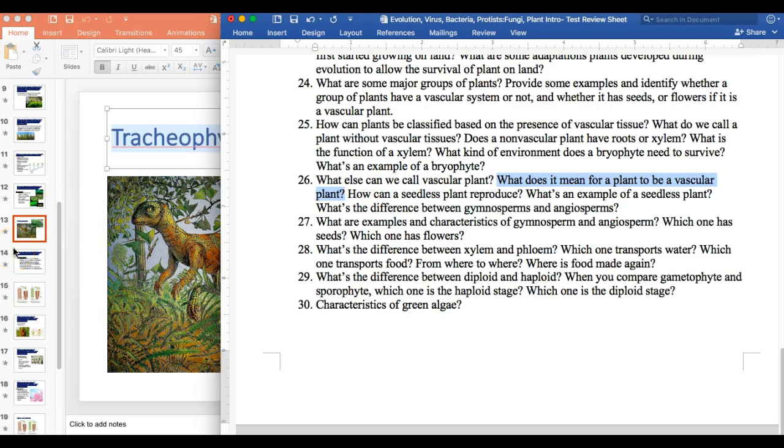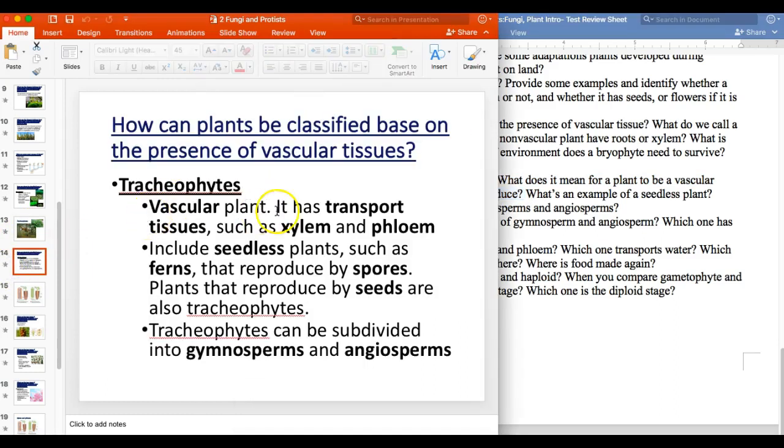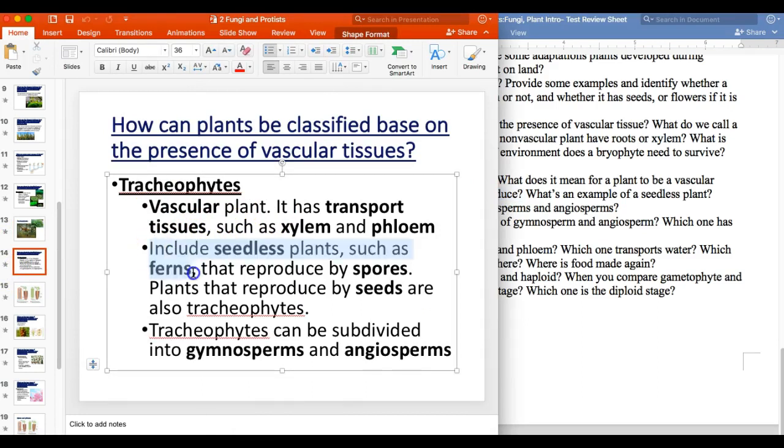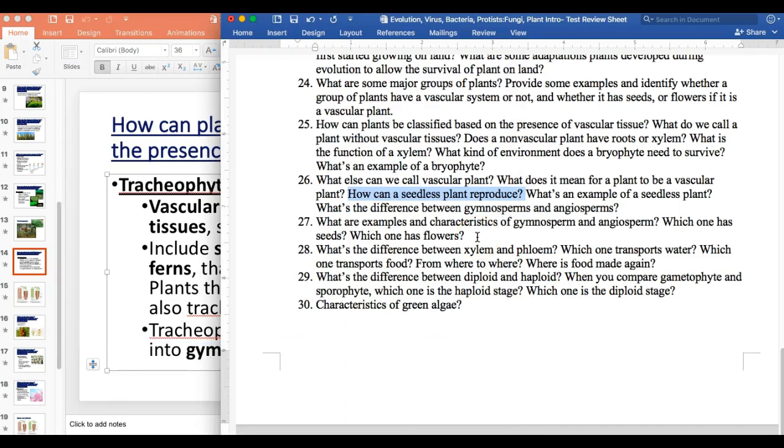And then you can subdivide the vascular plant, the tracheophytes, into three categories: the seedless vascular plant, the angiosperms, and gymnosperms. So how can a seedless plant reproduce? A seedless vascular plant, right here, such as ferns, can reproduce by spores. So it's spores again. The spores kind of just fall off the seedless vascular plant, the ferns, and then develop into more ferns. And then later on, we have the gymnosperms and the angiosperms. Gymnosperms depend on seeds to reproduce, and angiosperms also develop seeds in order to reproduce.